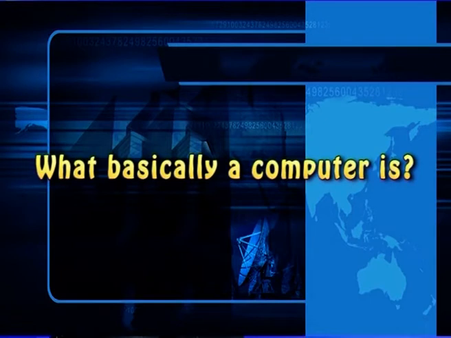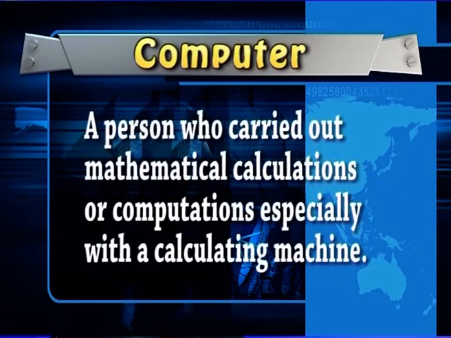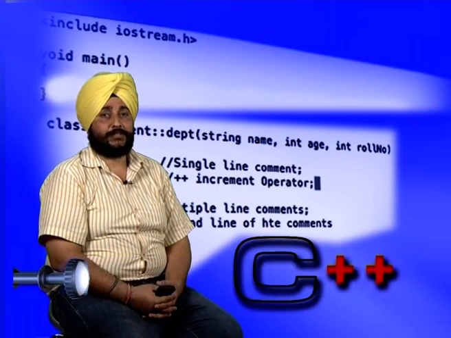What basically is a computer? According to Oxford Dictionary, the first use of the word computer was recorded in 1613, referring to a person who carried out mathematical calculations or computations, especially with a calculating machine. This word continued with the same meaning until the middle of 20th century AD.